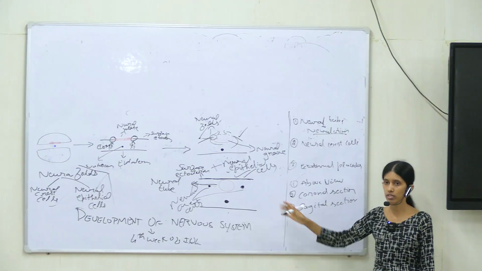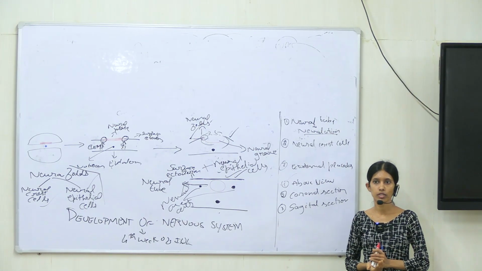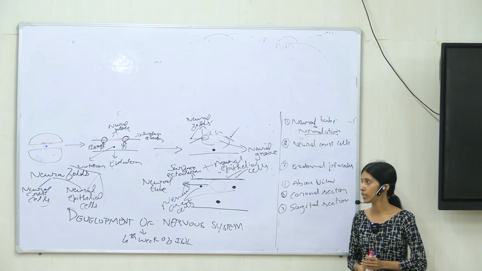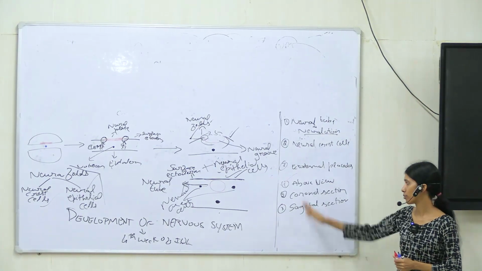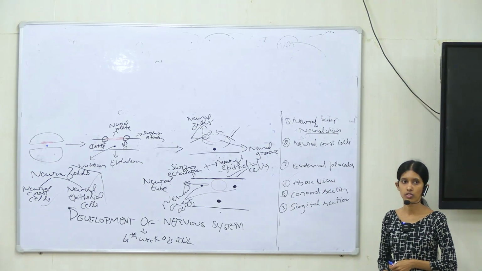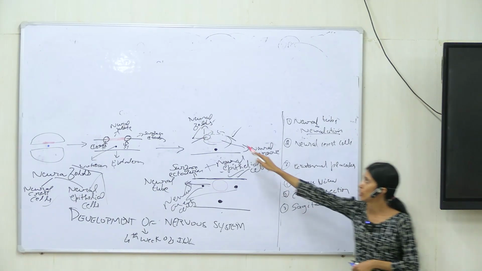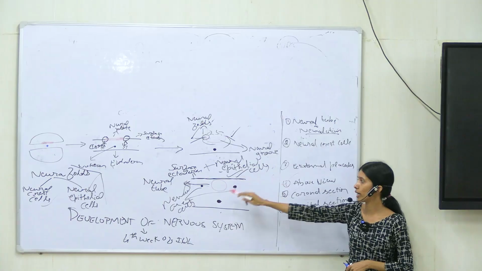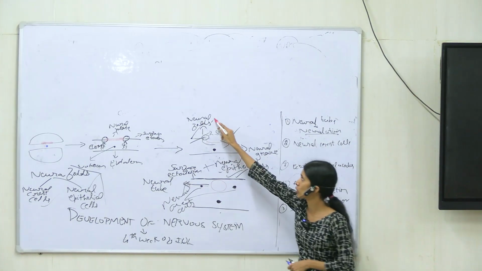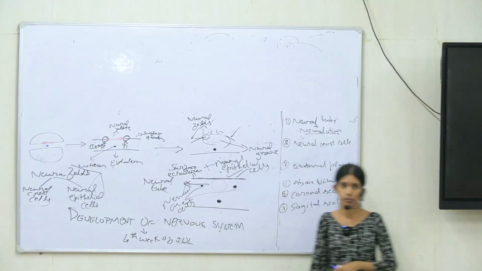Any doubts in this? Any doubts? Yes or no? Okay. This is how the coronal section study will show the structures. In the coronal section, we have seen the neural fold, neural groove and also neural tube. These are the three important points you should remember: neural fold, neural groove and neural tube.